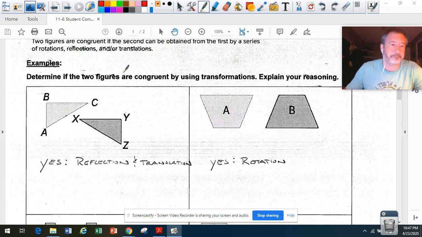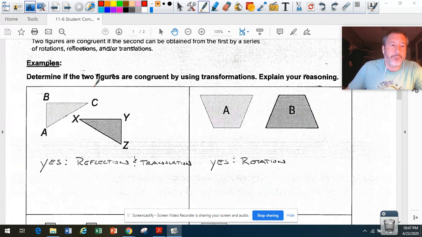So let's take a look here. Determine if the two figures are congruent using transformations. Explain your reasoning. Okay, now we have what's known as the pre-image. That's the image that we are basically starting with, and then we're going to our new image. So if I take a look here, I have triangle ABC. Is there some way I can put this over top of triangle XYZ? Okay. Yes, I can. So if I say yes, first of all, these look congruent. They are basically exactly the same.